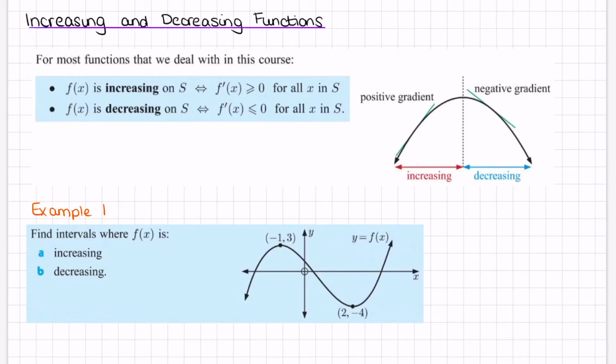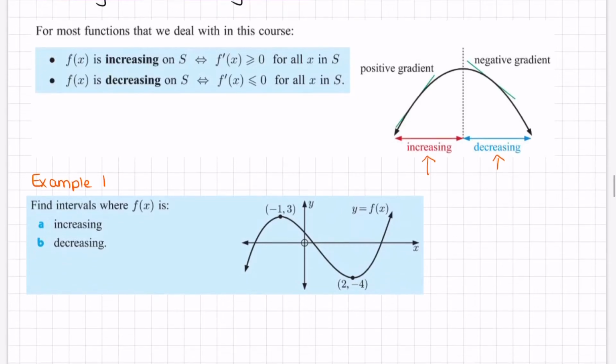Alright, this is following on from our second derivative lesson, and it is on increasing and decreasing functions. For a lot of functions that we deal with in calculus, the function is increasing when the derivative is greater than 0, and it is decreasing when the derivative is less than 0. If a function is increasing, it will have a positive gradient, as you can see here in this diagram. And then it is decreasing when it has a negative gradient.